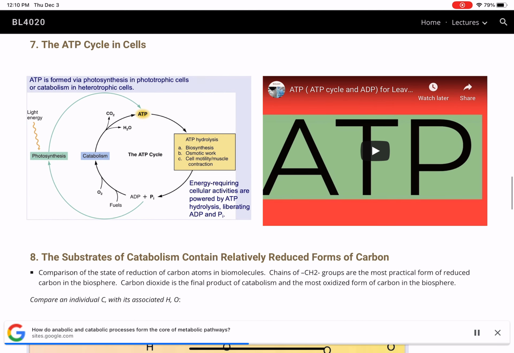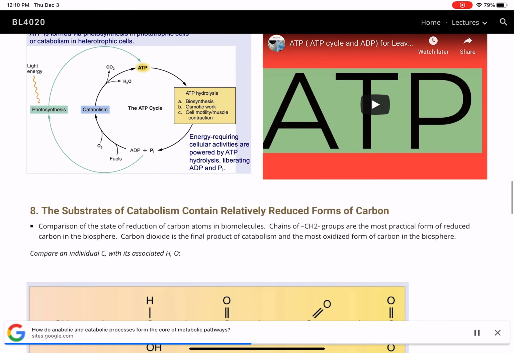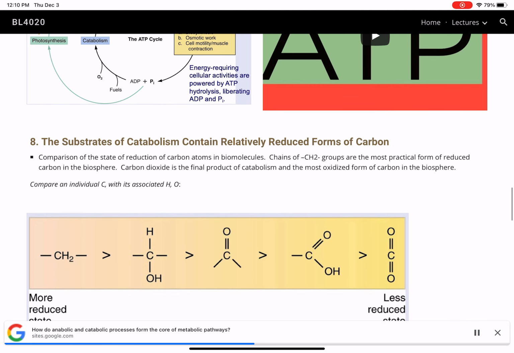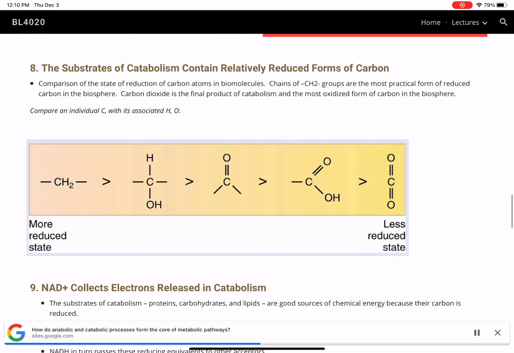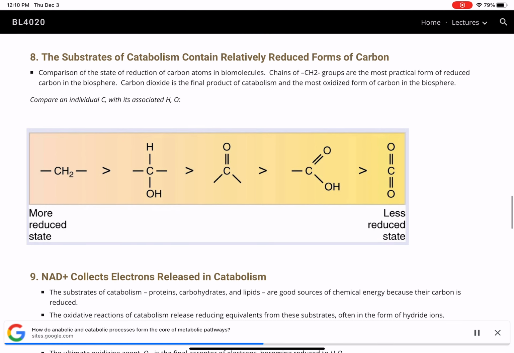8. The substrates of catabolism contain relatively reduced forms of carbon. Comparison of the state of reduction of carbon atoms in biomolecules. Chains of CH2 groups are the most practical form of reduced carbon in the biosphere. Carbon dioxide is the final product of catabolism and the most oxidized form of carbon in the biosphere. Compare an individual C, with its associated H, O.